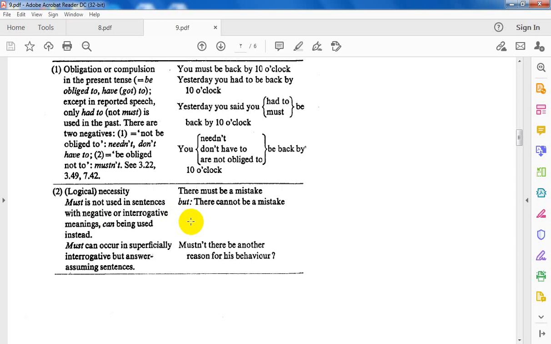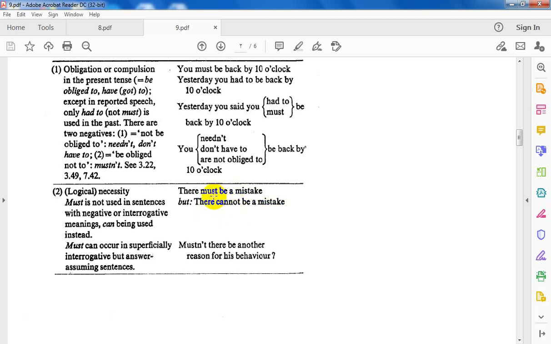Just like this one. There must be a mistake. You see, the meaning is necessity and the sentence is positive. So there must be a mistake. It is what? Logical necessity when the sentence is positive. If I want to negate this sentence, I cannot say there must not be a mistake. It's totally wrong. Instead, you say there cannot be a mistake.